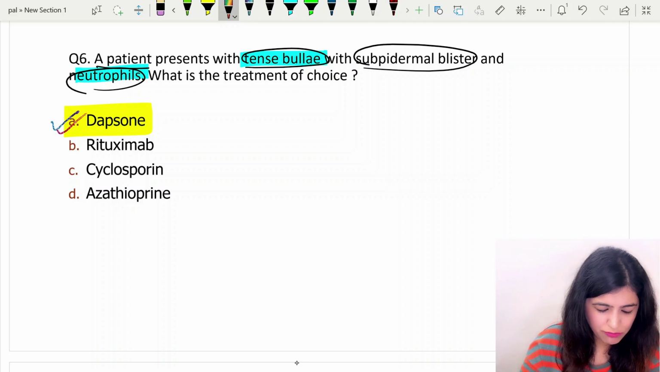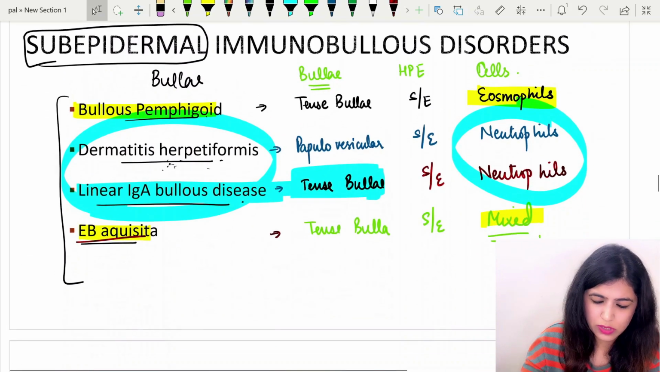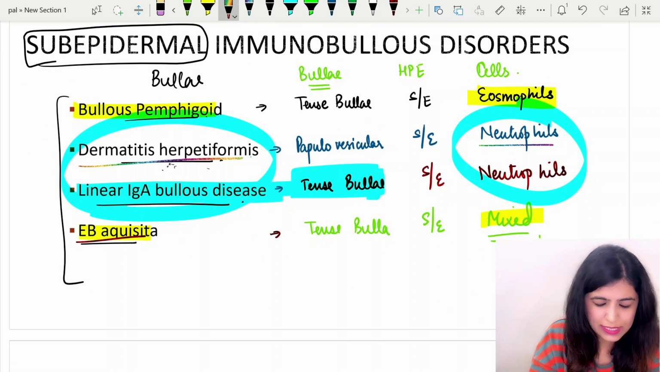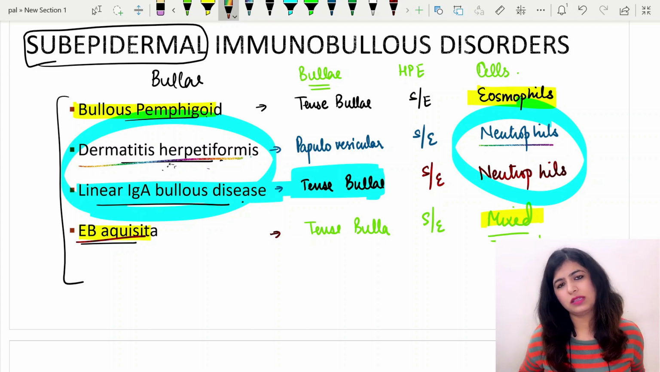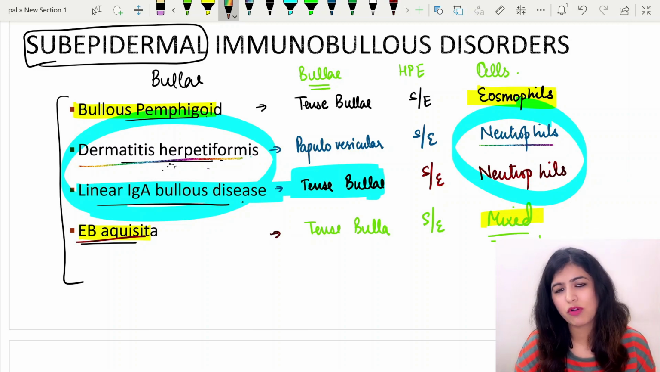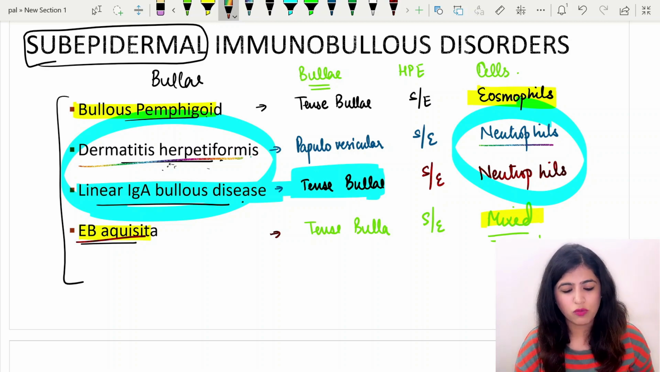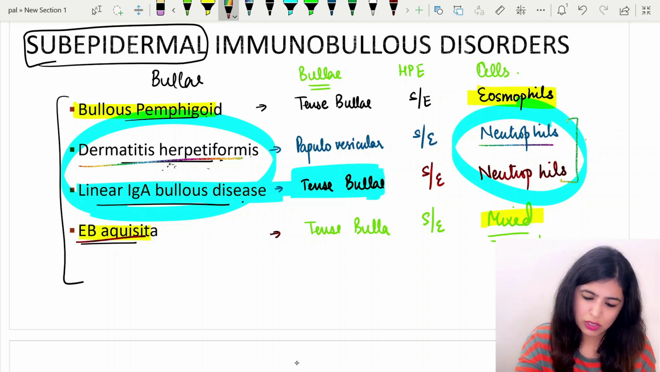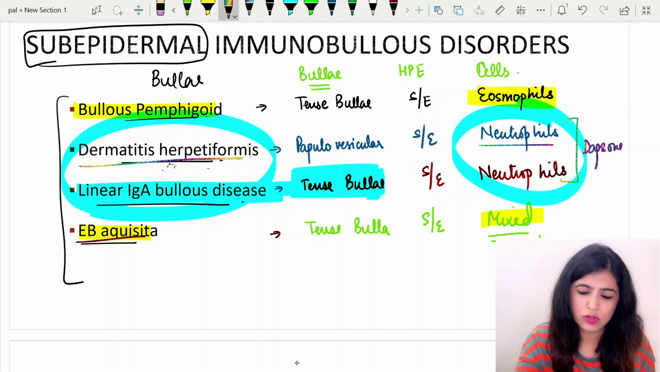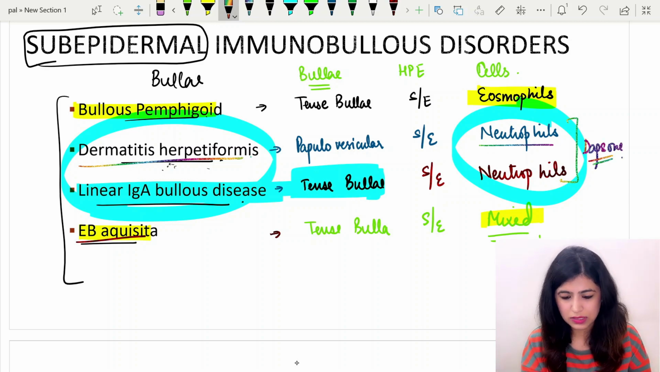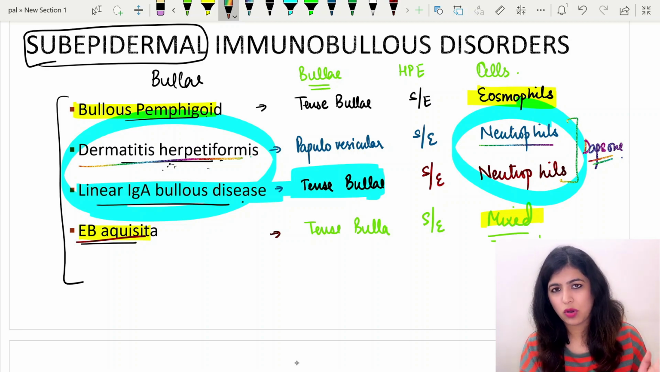Now, many of you in the exam also thought of neutrophils in dermatitis herpetiformis. So you thought the diagnosis here is dermatitis herpetiformis. Even the drug of choice for dermatitis herpetiformis is dapsone. So whichever way, the drug of choice for both is dapsone. So you ended up marking the correct answer. But had they asked you the diagnosis, there was a chance that some of you might have gone wrong.